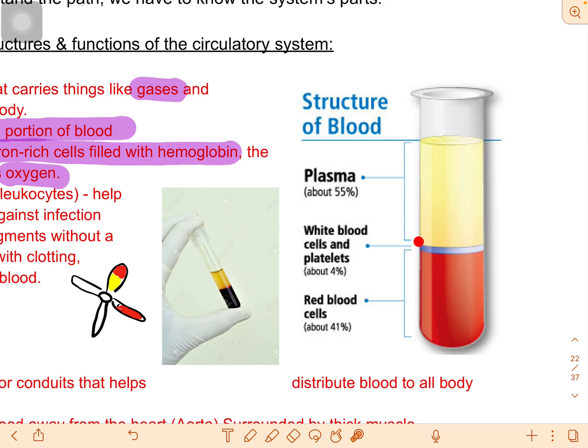But if you think about it, the majority of your blood is water that's in this plasma. Okay? And also understand that cells, even red blood cells, are made of mostly water. So if you think about how much water is in your blood, it's quite a bit.